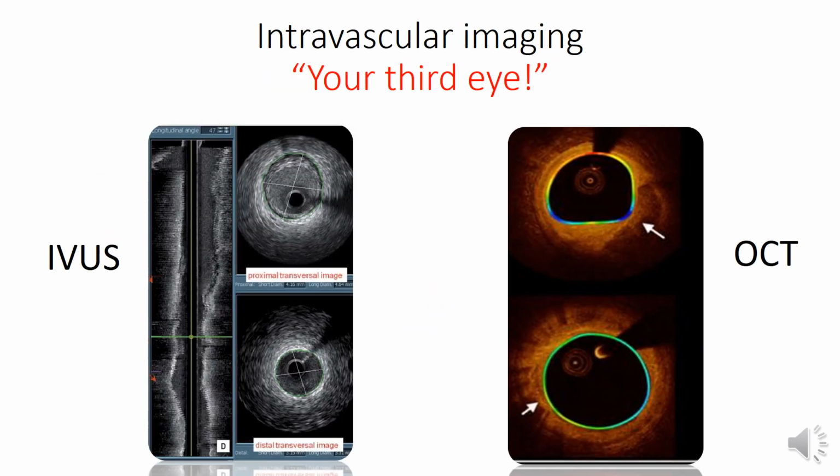Another method for assessment of lesion severity, especially in the left main trunk, is putting your eye inside the vessel using intravascular imaging, either with ultrasound, IVUS, or optical coherence tomography, OCT.